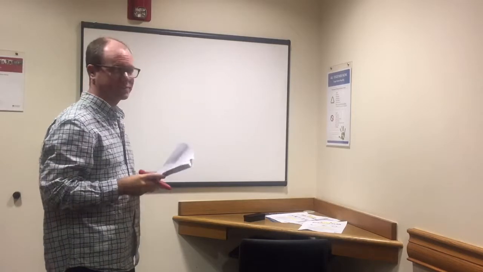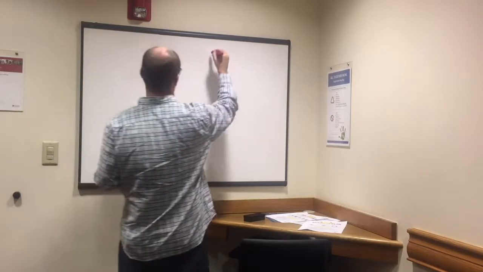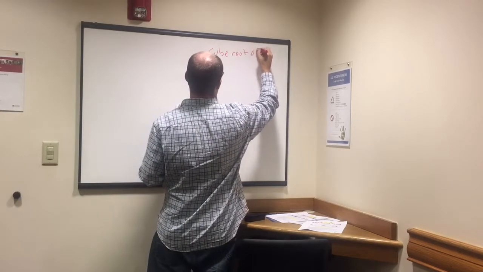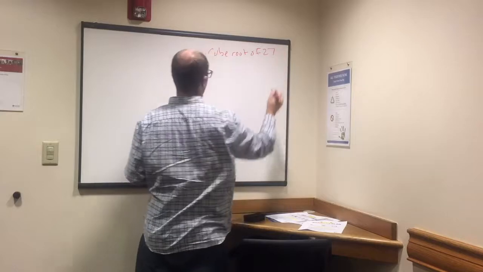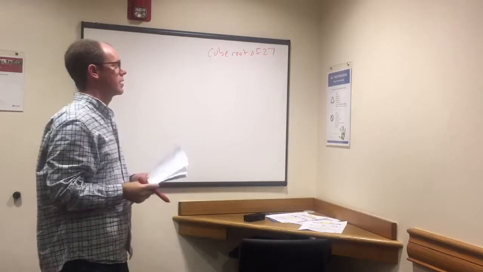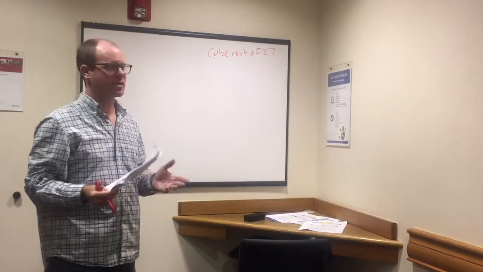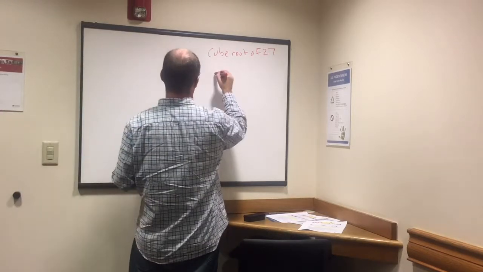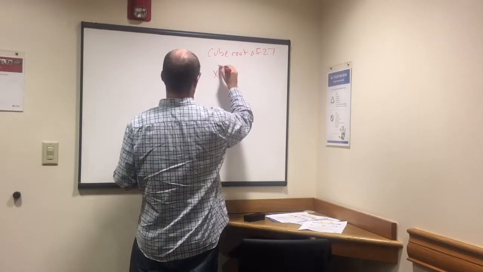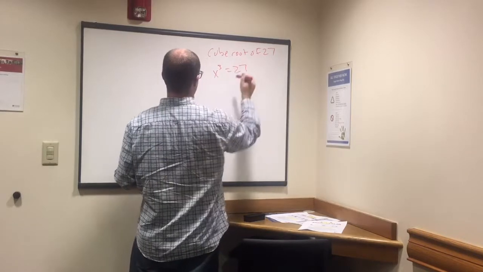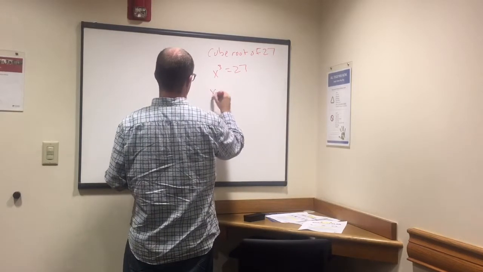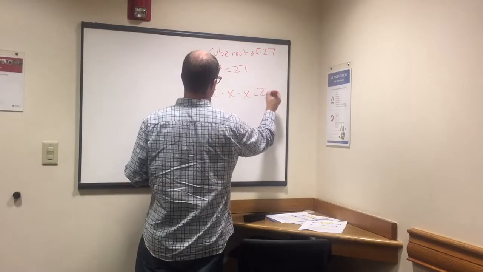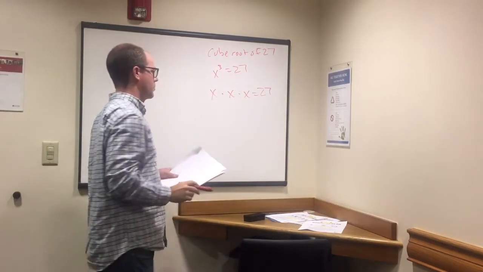And last one, cube root. Cube root of 27, let's say. In that case, what they're really asking you is, what is x to the third equals 27? So x times x times x equals 27. What is x?